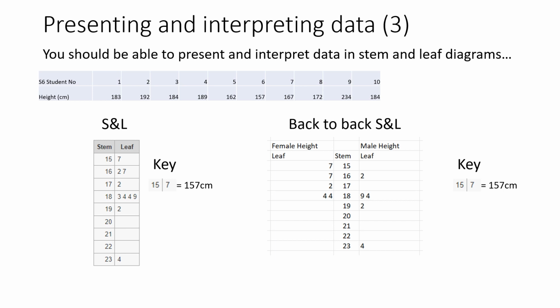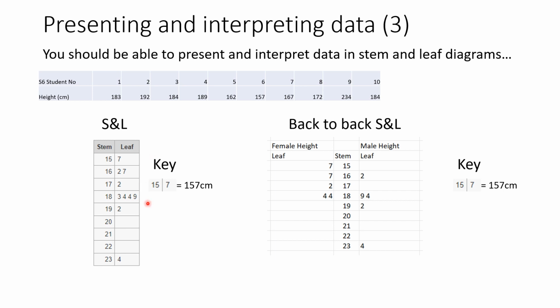So we have some data here. It consists of 10 students, and each student has their own unique height. And what we can do with a stem and leaf diagram, we can group those heights together and we can try and see any trends. So how does this work?